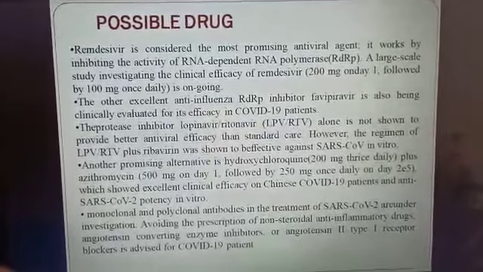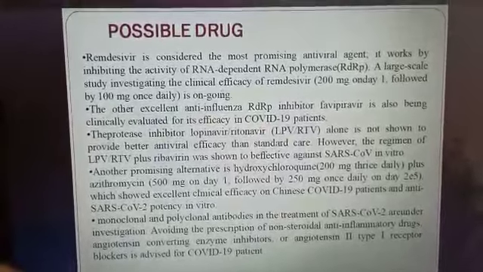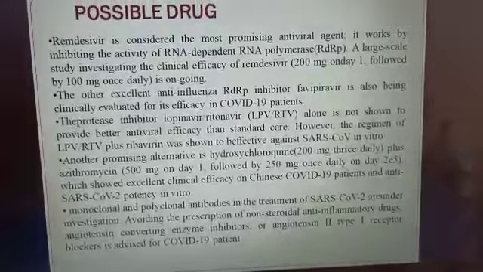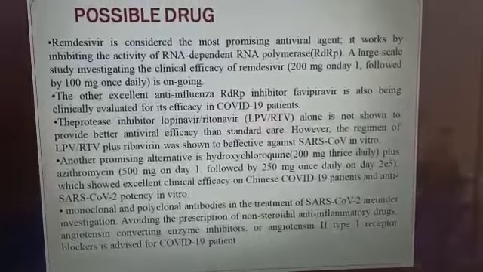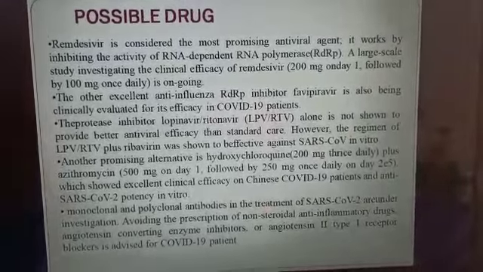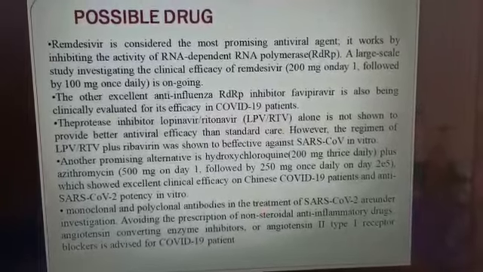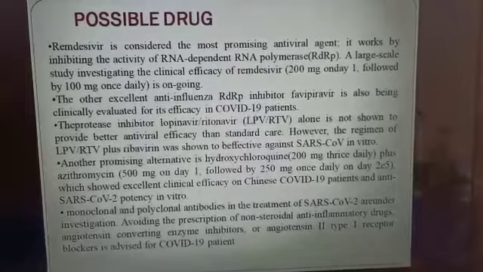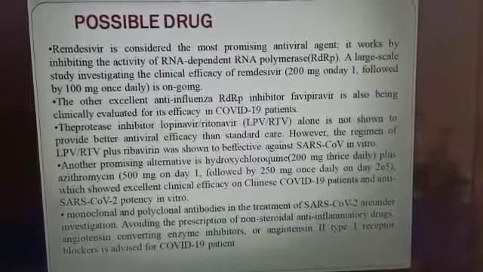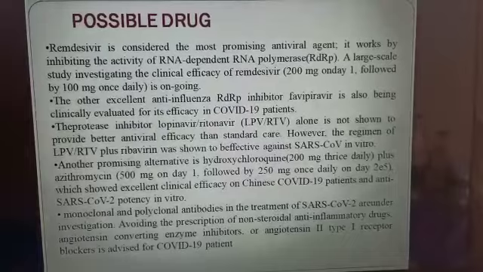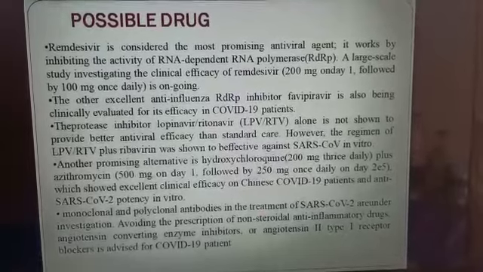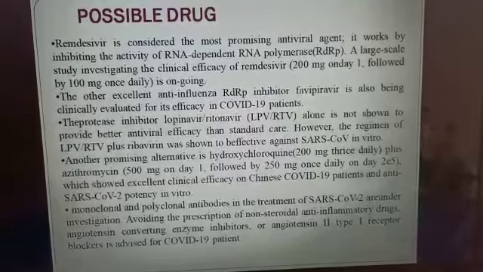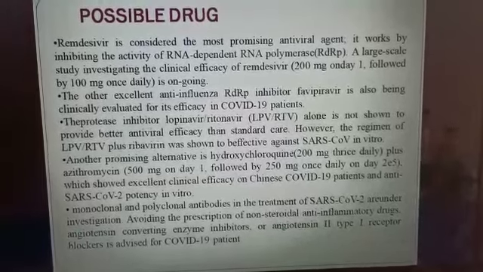What are the possible drugs so far for the treatment of COVID-19? Scientists are making every effort to get drugs onto the market soon. In the meanwhile, among the drugs that have come to our knowledge, remdesivir is considered the most promising antiviral agent. It works by inhibiting the activity of RNA-dependent RNA polymerase. A large-scale study is investigating the clinical efficacy of remdesivir.